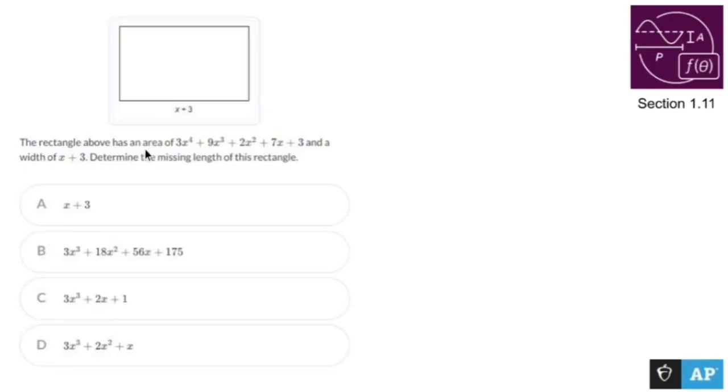The rectangle above has an area of that quartic and a width of x plus 3. Determine the missing length of this rectangle. All right, so if the area is that quartic right there and the width is x plus 3, in order to find the area, I do length times width. So what I need to do is divide by x plus 3, and make sure that is in order and there's no missing spaces in between, so I am good.